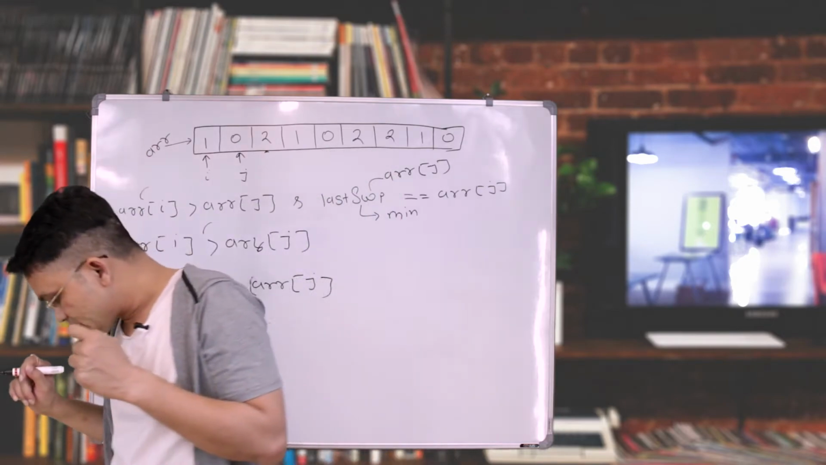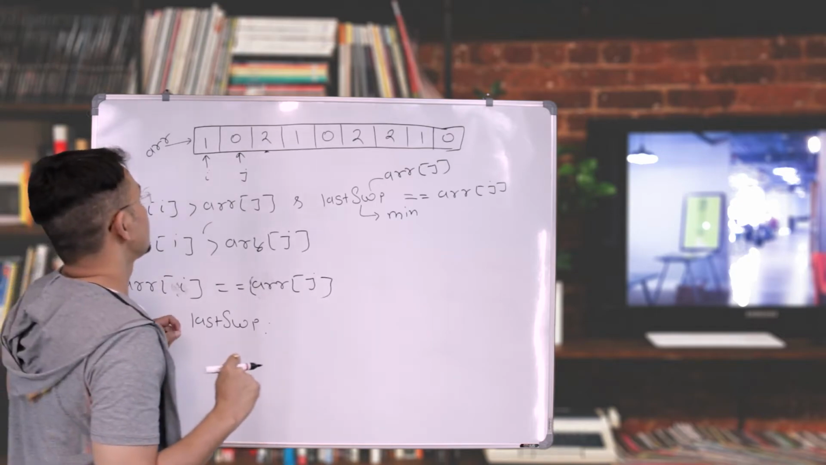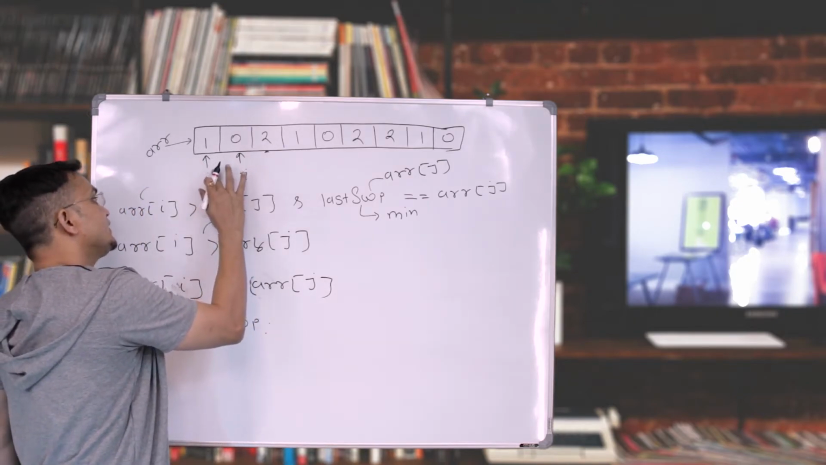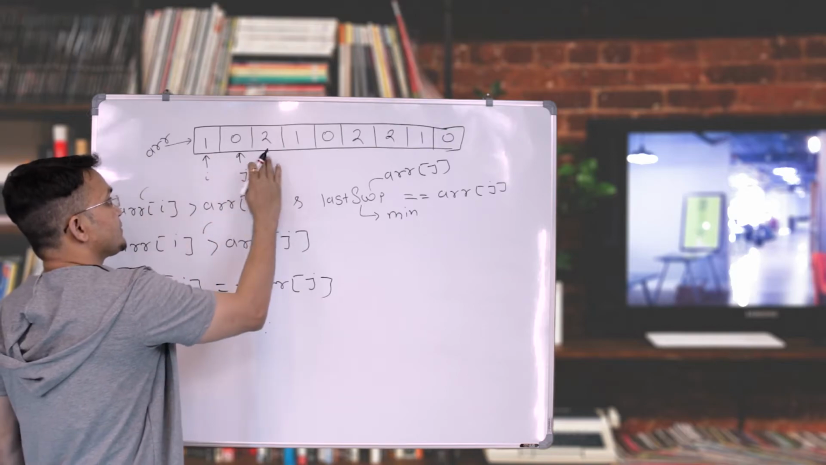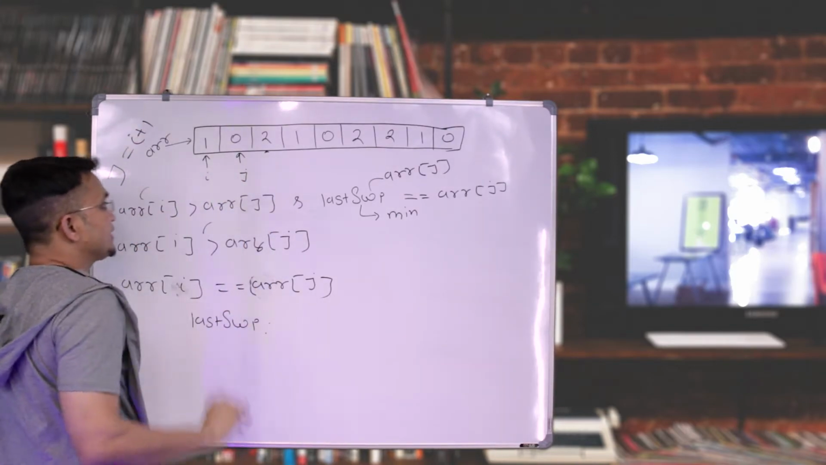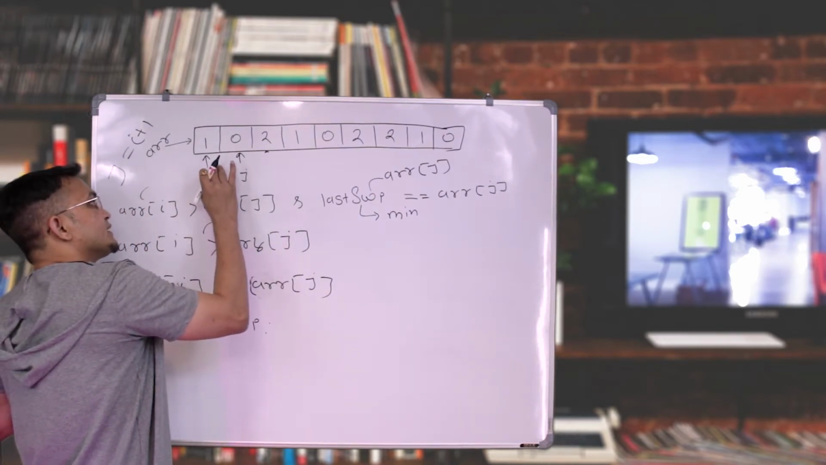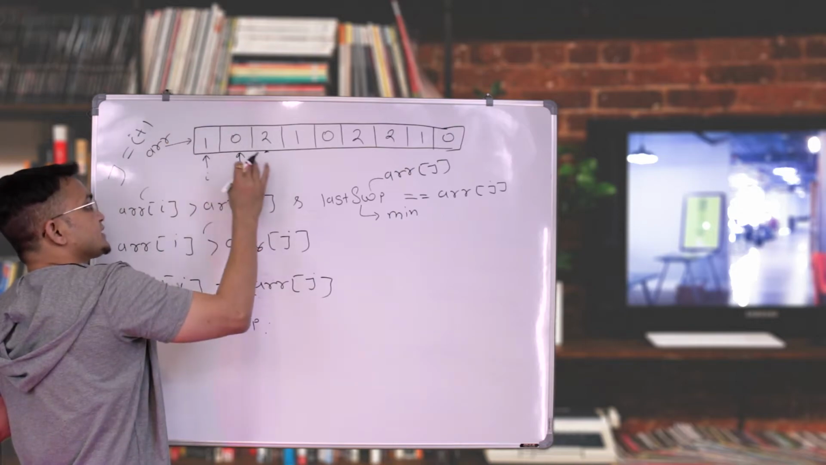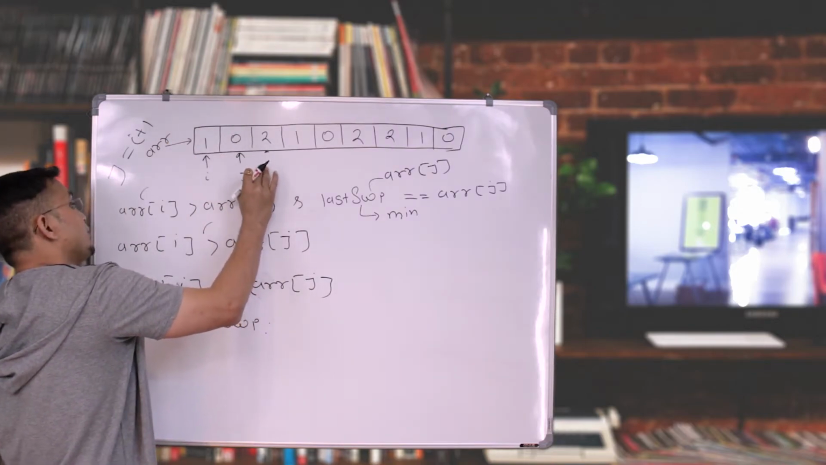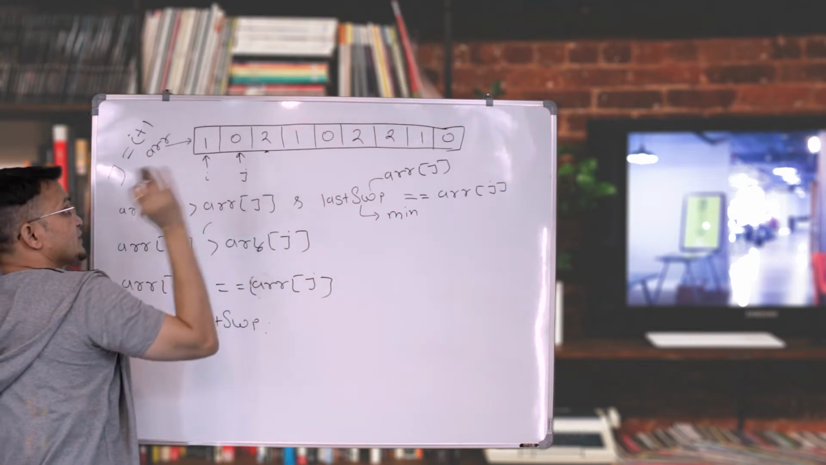Okay, so let's solve this array. So what exactly are we going to do? First we are going to take an i pointer, and this is my j pointer, and j will always be i plus 1. Okay, so this is the thing you need to take care. Now let's say initially i is pointing to the 0th index, and j will point to the first index, because i plus 1 is nothing but j.